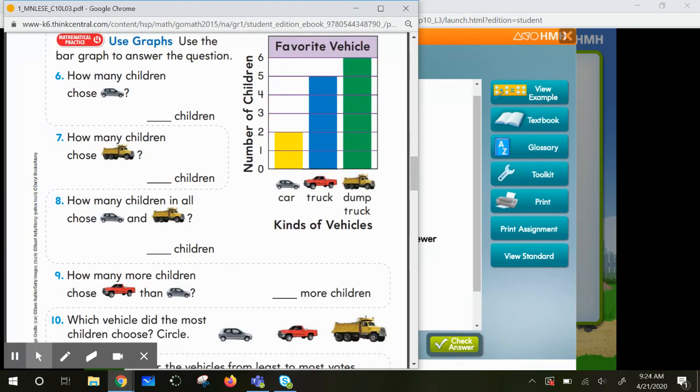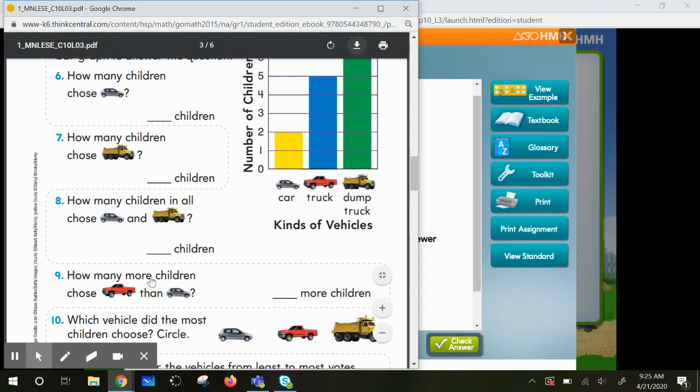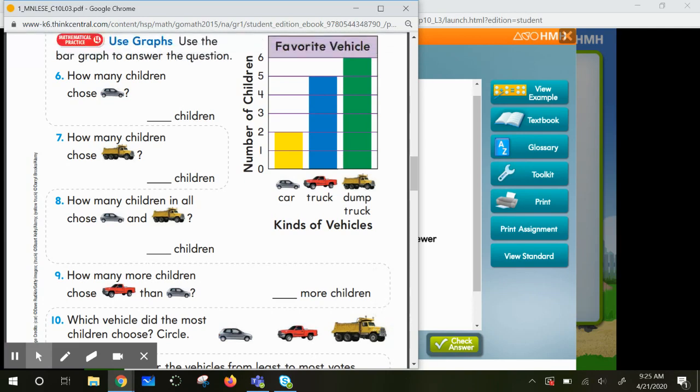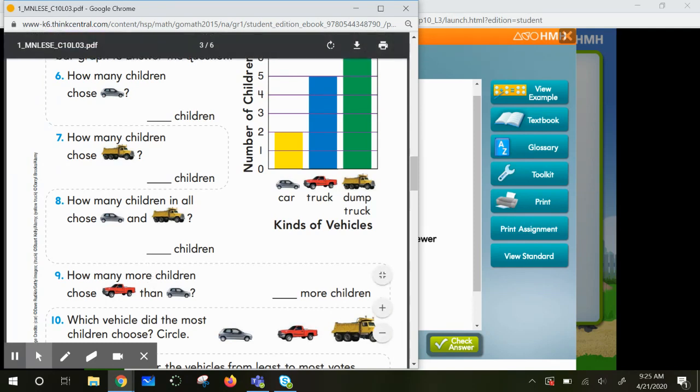Now, using bar graphs. This is similar to what we were doing in Math on the Spot and then in our review just before coming into the lesson. Number 6 says, how many children chose car? Find the car, find the end of the bar, and write the answer. Number 7, how many children chose dump truck? Number 8, how many children in all chose car and dump truck? Remember, the word and is very important with math. It tells us we're adding. So you're going to find how many chose car, how many chose dump truck, and add them together.